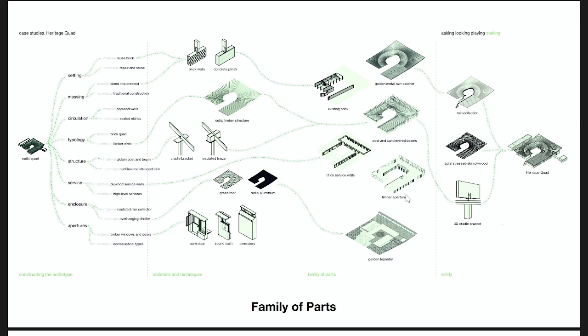Right. So we break it down again: setting, mass, circulation, typology, structure. Here it makes more sense because it's a whole building, and all of those are broken down. And you say, well, how do I find a material and technique for the aperture? How do I find a material and technique for the structure? So each one of those is separated out, so we're articulating each as a kind of journey in its own right.